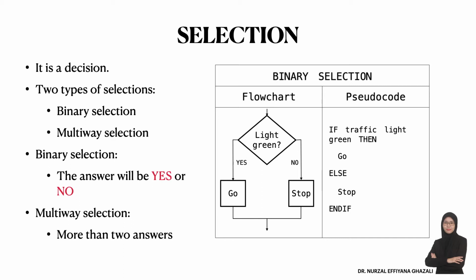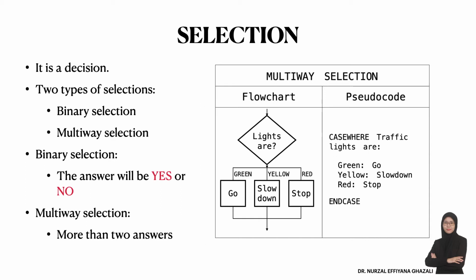I take a simple example, which is traffic light operation. If it is a binary selection, then you have only two decisions. Either you go if the light is green or you stop if the light is red. On the other hand, if it is a multi-way selection, then you have more than two selections. In this case, if the light is green, you go, or if the light is yellow, you need to slow down, else you need to stop if the light is red. Now, I hope you can see the difference between these two types of selection.